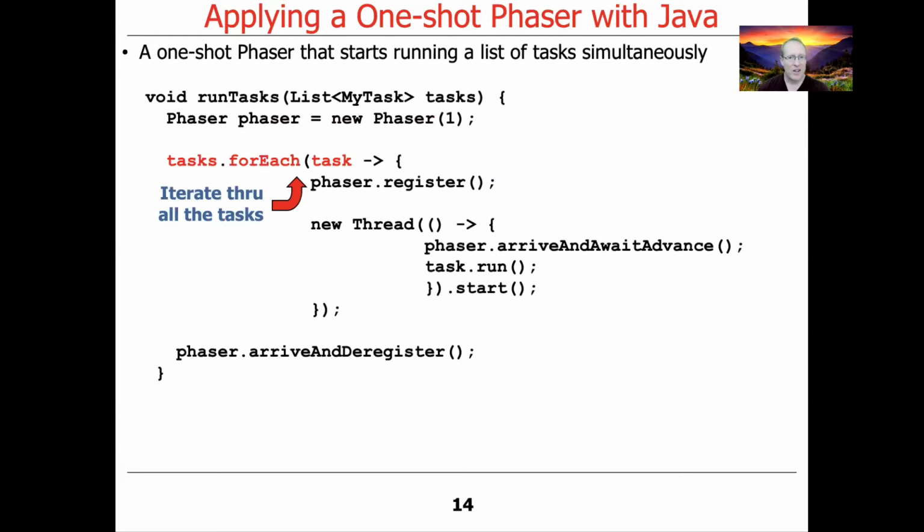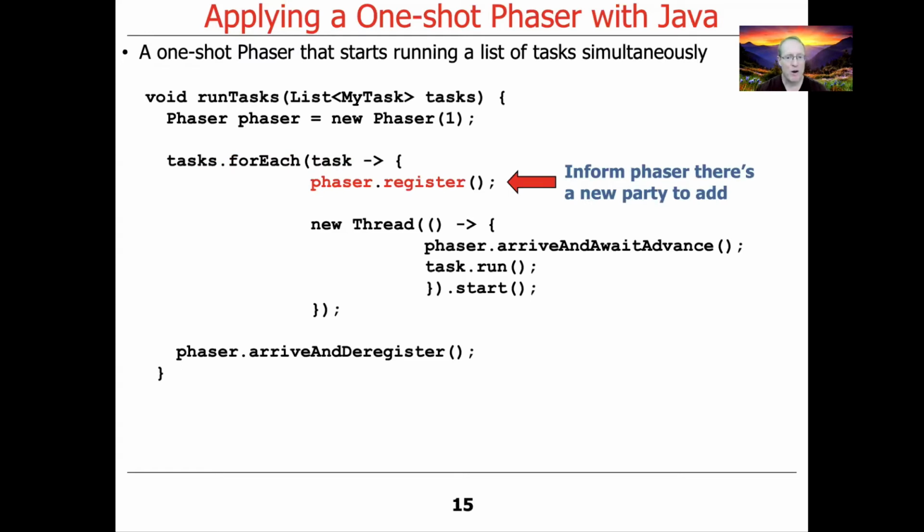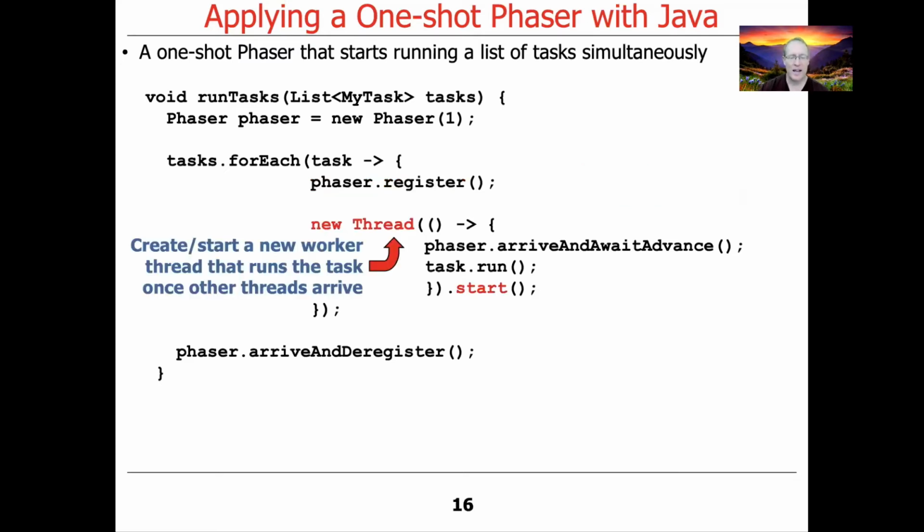Then we're going to iterate through each of the tasks in the tasks parameter, which is a list. And for each task in the list of tasks, we're going to go ahead and first dynamically register that particular task. So we're going to tell the phaser, got one more for you. So there's a new party to add here. And then we're going to go ahead and create and start a new thread. And this will run the task, whatever the task is, that is MyTask. It's going to run that task, but only after all the other threads have got a chance to start.